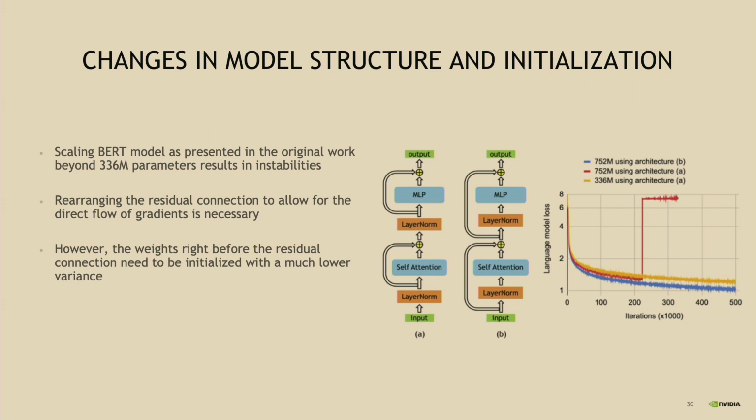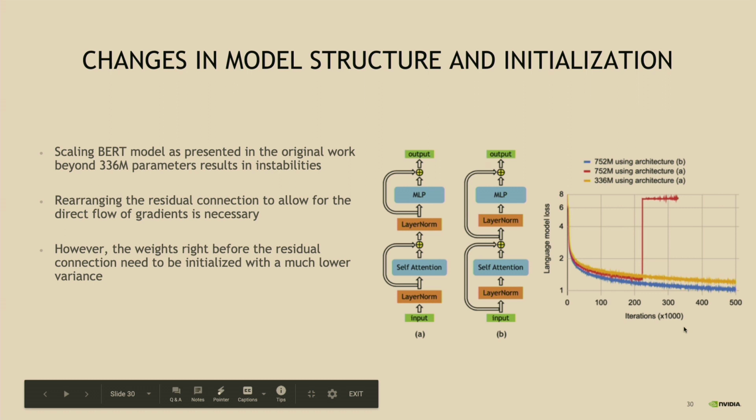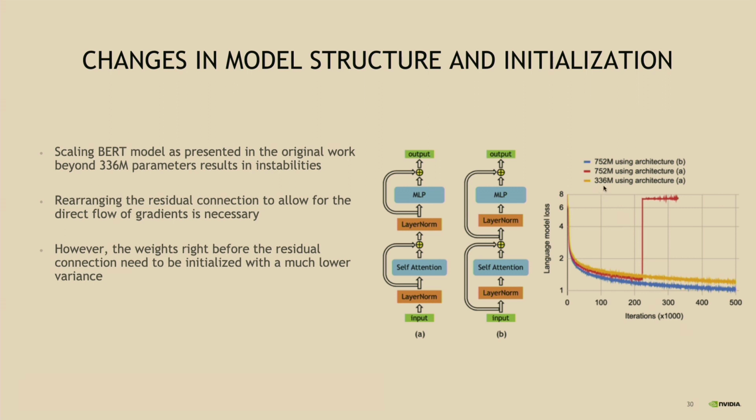First is the BERT example that I showed. This BERT was developed by Devlin et al. And we originally used the exact architecture that they used. They scaled it up to 336 million parameters, and we tried to scale the model by a factor of 2 and could not train the model. Here I'm showing a language model loss curve as a function of the number of iterations. For the 336 million, everything is looking good, but when we scale that model to 752 million, the loss becomes unstable and requires changes.